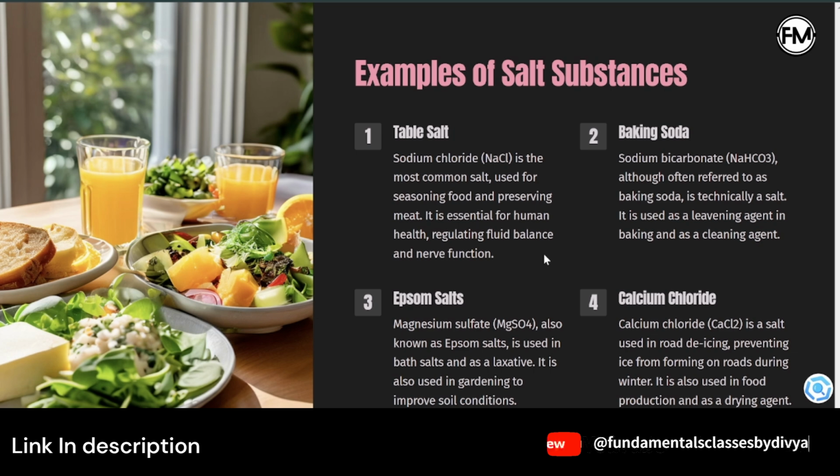So in hill areas or where snowfall happens too much, the road will get blocked, right? So to clear the roads, what we do is put some CaCl2, that is calcium chloride, there for de-icing the roads, so that the road can be opened from the middle and vehicles can pass through. So during winter we use it on roads. It is also useful for food production and as a drying agent, right? So calcium chloride is also a salt.